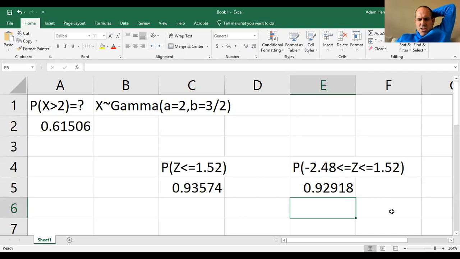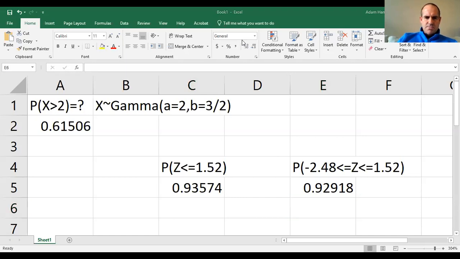And the reason this isn't really all that much smaller than the other one is because negative 2.48 is really pretty far to the left of 0. So that's going to be barely subtracting anything off, just from the left tail of the standard normal distribution. Negative 2.48 means negative 2.48 standard deviations to the left of the mean. So not surprising, it's not all that different.